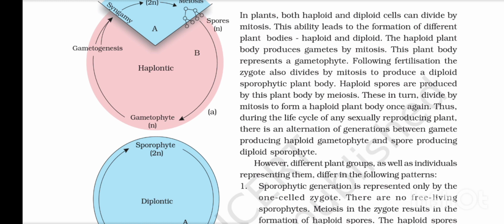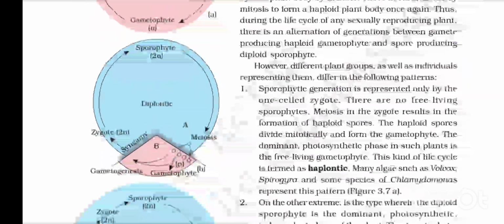Following fertilization, the zygote also divides by mitosis to produce a diploid sporophytic plant body. Haploid spores are produced by this plant body by meiosis. These in turn divide by mitosis to form a haploid plant body once again. Thus, during the life cycle of any sexually reproducing plant, there is an alternation of generation between the gamete producing haploid gametophyte and the spore producing diploid sporophyte.